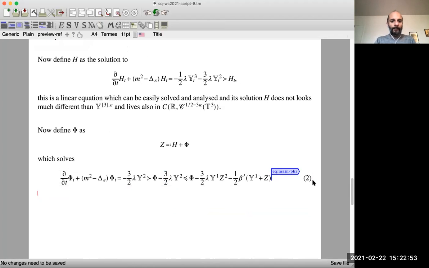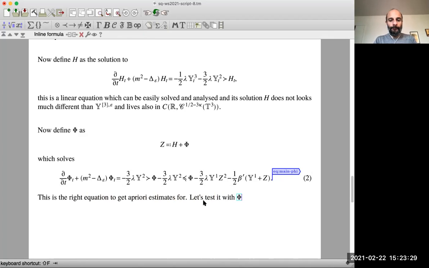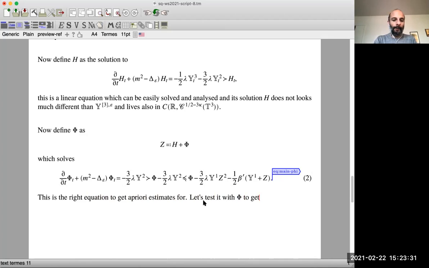Because this equation now is nice. I will show you that this is the right equation to get an a priori estimate. So let's test it with phi.